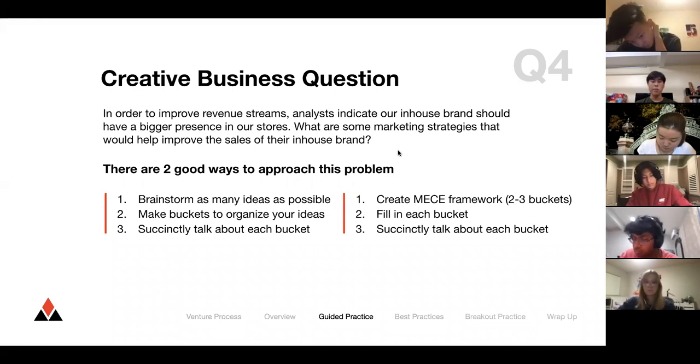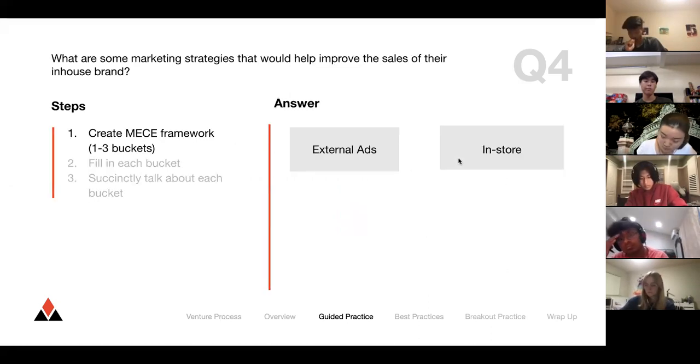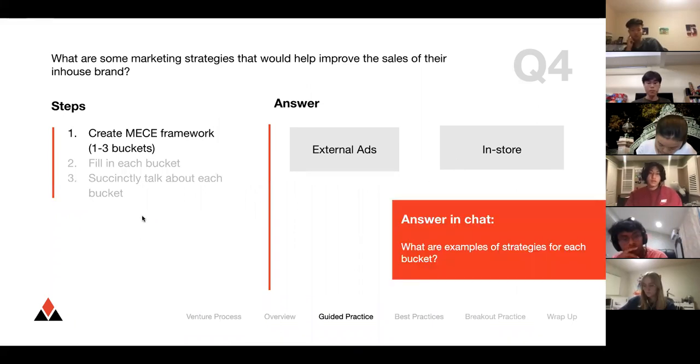So with that, normally we would do a live brainstorm, but it's going to be challenging to do that on Zoom. But we'll do the right-hand side approach and we'll be utilizing the chat to get your ideas. So let's look at these two MECE buckets that we've come up with. External ads and in-store promotions. Those are the two big things we're looking at. And obviously there are lots of different strategies that can go into either side of this. So let's think about, in the chat, what are some examples of strategies for each bucket?